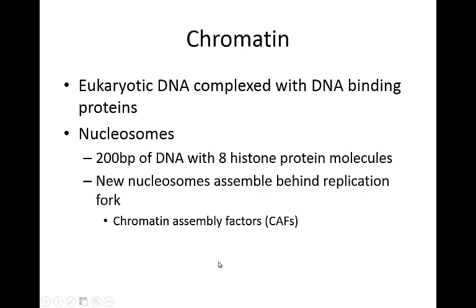Just briefly, we're going to talk about chromatin. We're going to talk about this in more detail in just another lecture or two. But the eukaryotic DNA is complexed with DNA binding proteins, and we call these nucleosomes. Every 200 base pairs of DNA are complexed with 8 histone protein molecules. Histones are just proteins. And what we find is that they are very prevalent. They disassemble right before replication, and they reassemble right behind the replication fork. They do so through other proteins that help this process called chromatin assembly factors.